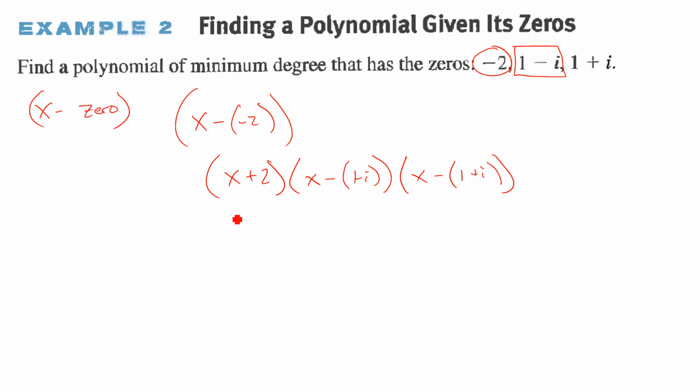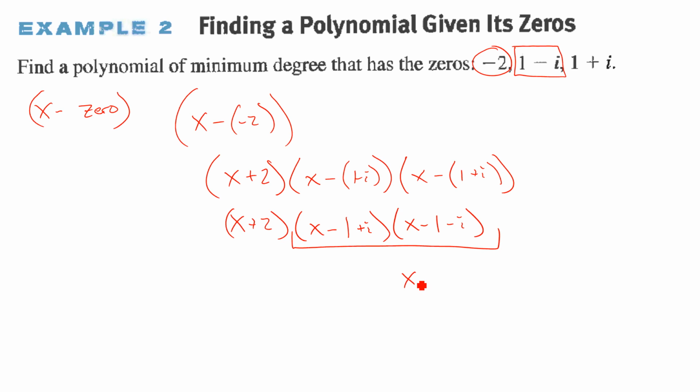So if we sorted this out, we would say x plus 2 times x minus 1 plus i and x minus 1 minus i. And our job here is to find the polynomial of minimum degree. We've got to FOIL this all the way out. So we're going to start by multiplying these two together. Let's use the box method. We haven't done this in a while. x minus 1 minus i times x minus 1 plus i.